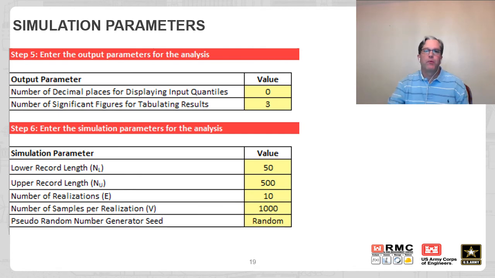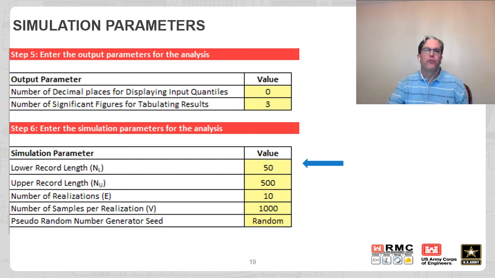In step 5, we have a couple formatting options. The first number is the number of decimal places that will be used to reformat the upper and lower confidence limit values from step 3 that were copied in from our RMC best fit analysis. For example, entering a value of 0 will reformat the flow values to show as an integer. We also need to enter the number of significant figures for the effective record length results. In most cases, 2 or 3 significant figures should be sufficient for an effective record length estimate.